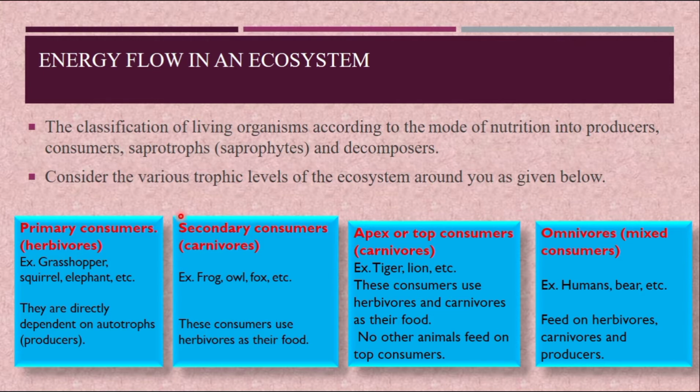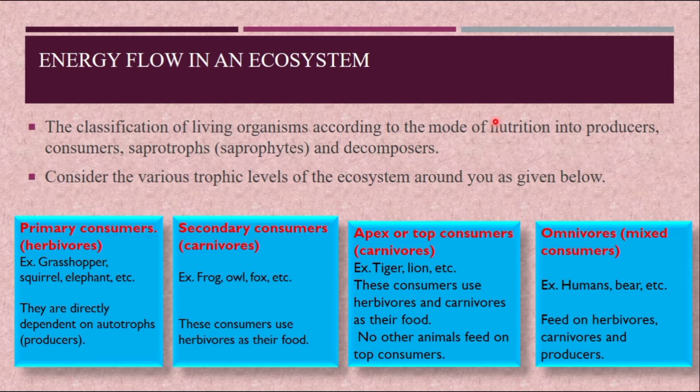As we already know, living organisms are classified into various modes of nutrition: producer, consumer, saprophyte and decomposer. So what is a producer? Producers include the green plants. They are the autotrophs, as well as the green plants and the photosynthetic bacteria.